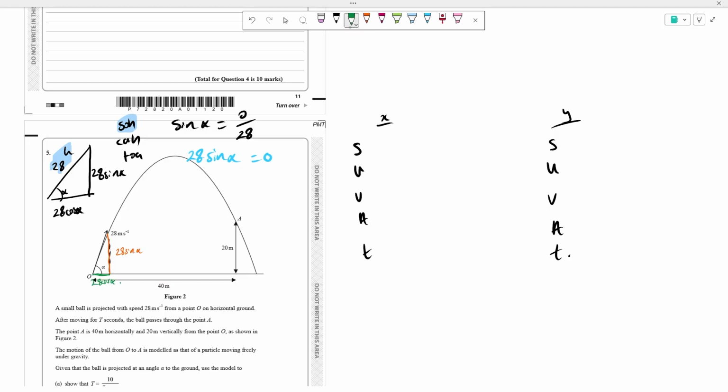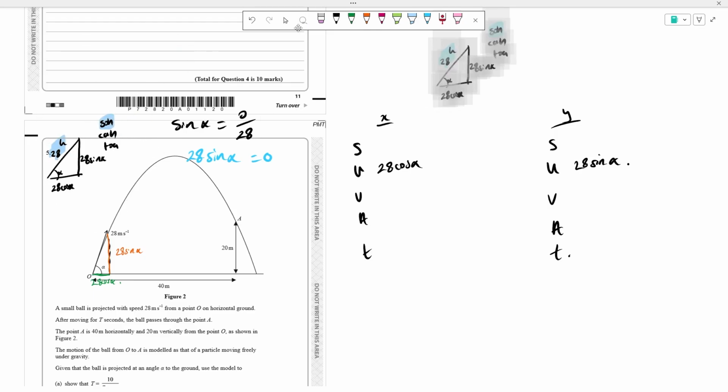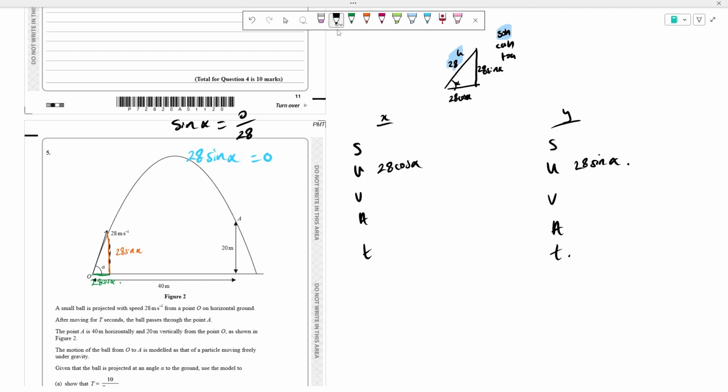I'm going to use those as my u values for x and y, so this is going to be 28 cos alpha and 28 sine alpha. We'll worry about the values of sine alpha and cos alpha later on when we can work it out. Next, we know our distance potentially. Our v we don't know yet. Our acceleration we do know. Horizontal acceleration will always be 0, whereas the acceleration in the vertical is always going to be negative g.